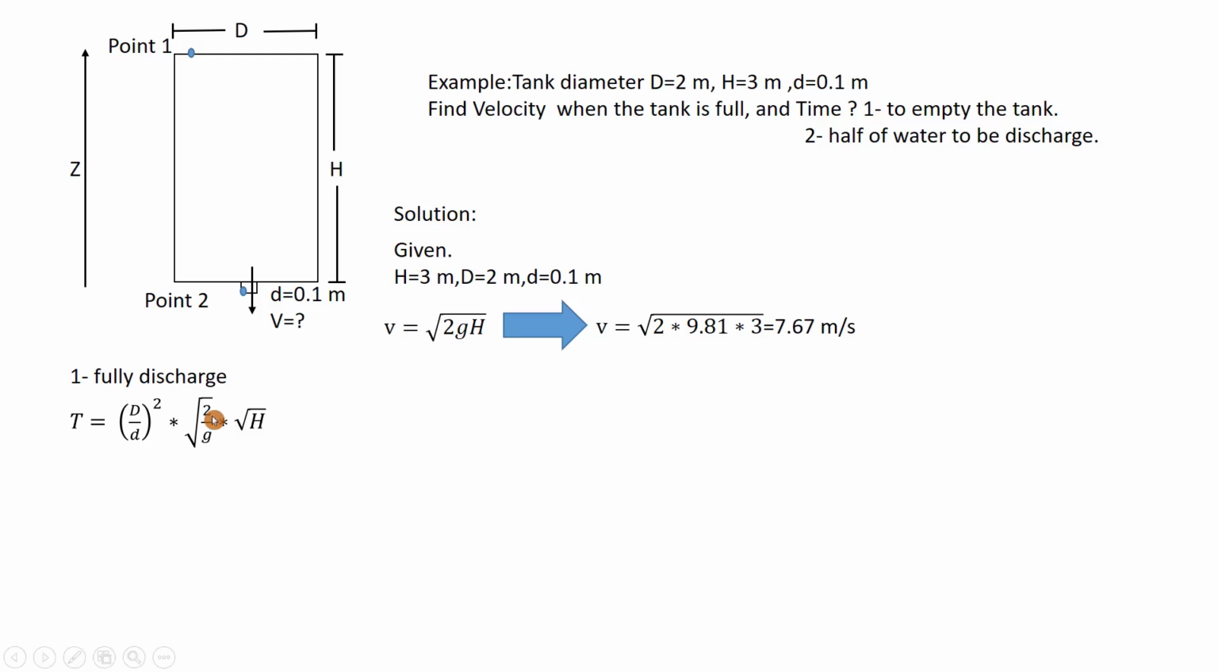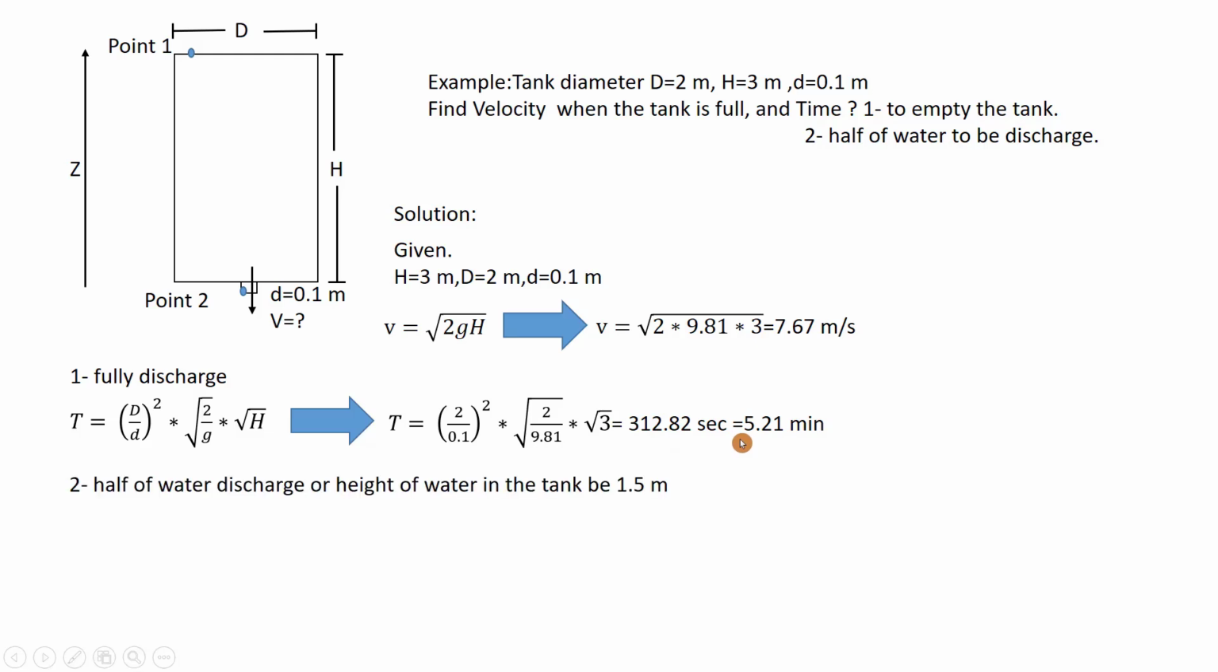The relation is this, as we derived it before. Just put the values for capital D and small d and for capital H. The time will be 312.82 seconds, which equals 5.21 minutes.